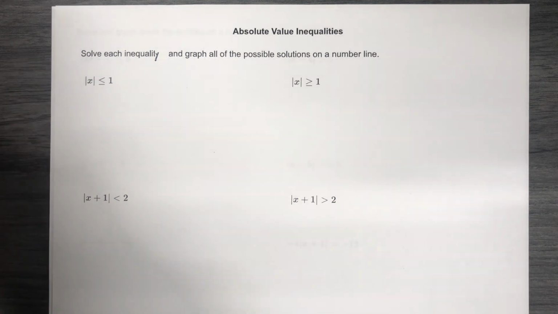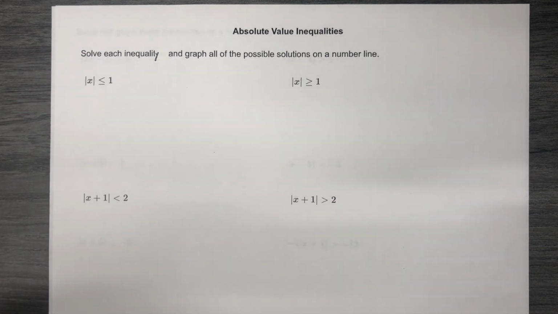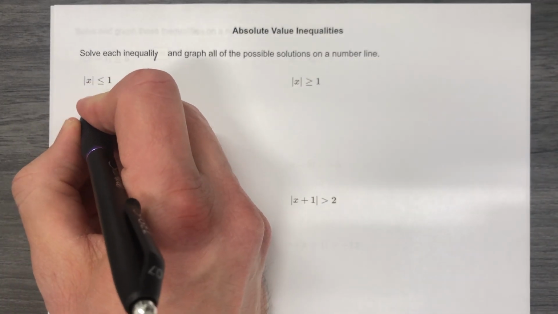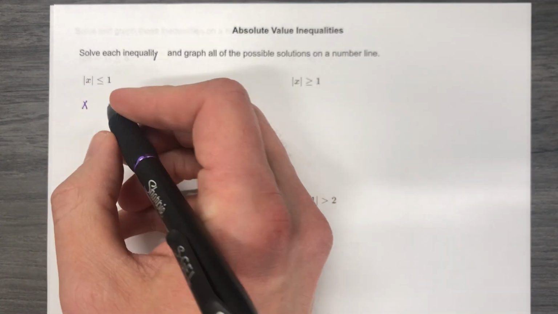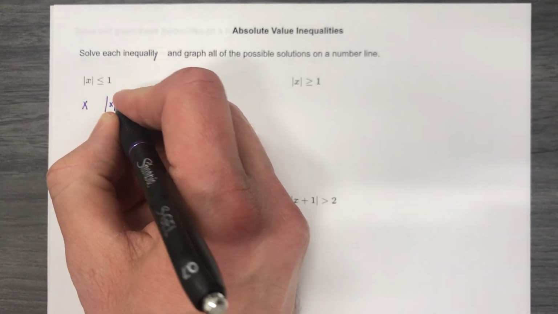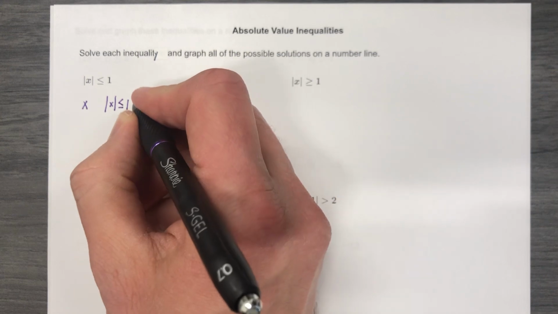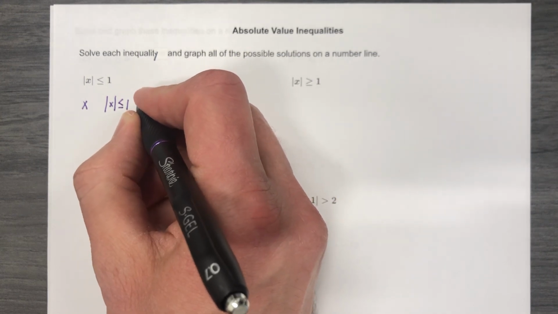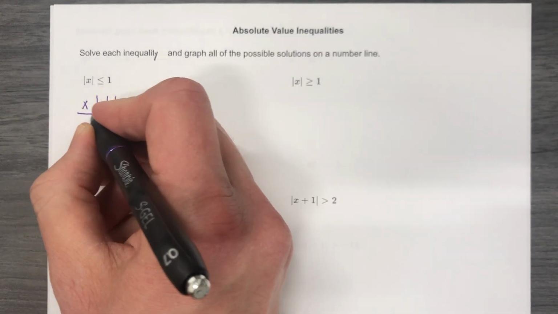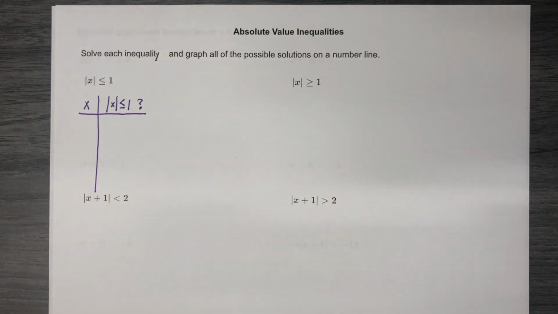So let's pick a different color. What color do you want? Purple? Sounds good. I'm going to say x is here, and then I'm going to put the absolute value of x is less than or equal to 1, and I want to put a little question mark. So this may not be the way mathematical textbooks do it, but I'm going to do that.